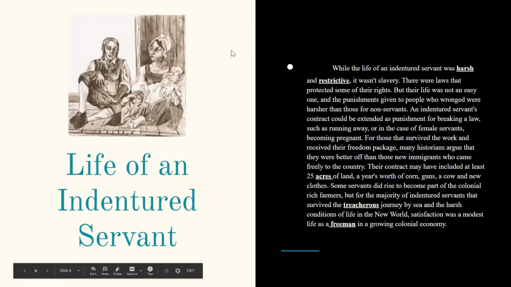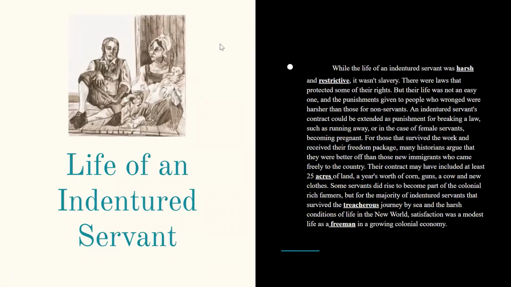Life of an indentured servant. So before I start reading, think about what you think this passage is going to be about. If our title is Life of an Indentured Servant, what are we going to be reading about? What does the picture tell us? Let's get started. While the life of an indentured servant was harsh and restrictive, it wasn't slavery.